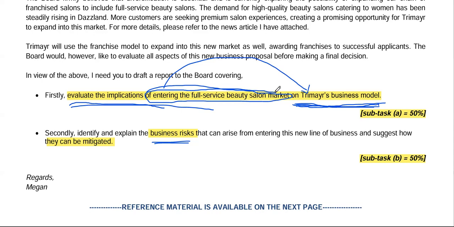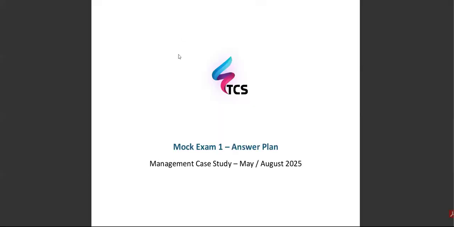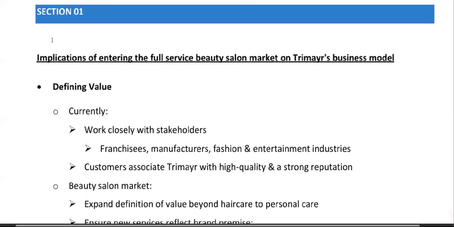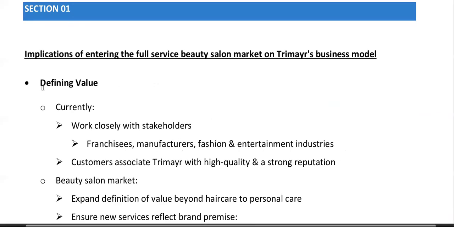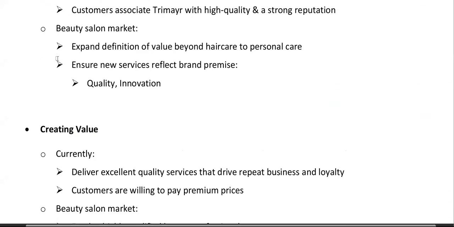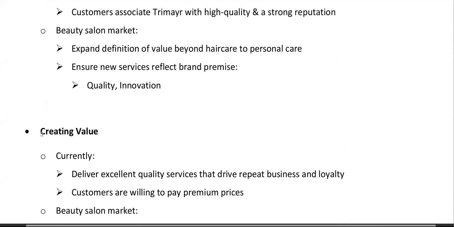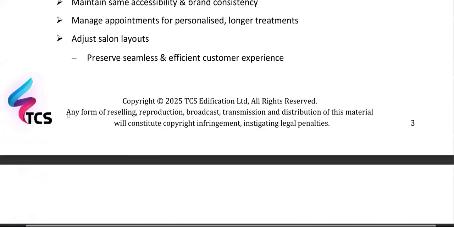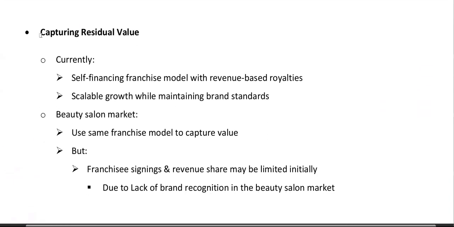So how will you go about the answer? Well, first of all, in your answer planning, you should have thought about 4 headings for sure, because there are 4 elements in the business model. So definitely in your answer plan, you would have set out the 4 headings. And if you look at the technique, you will firstly explain what Trimayr is currently doing.